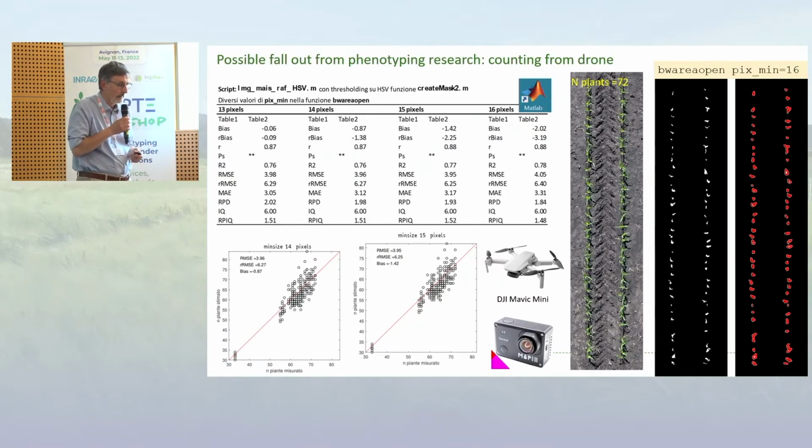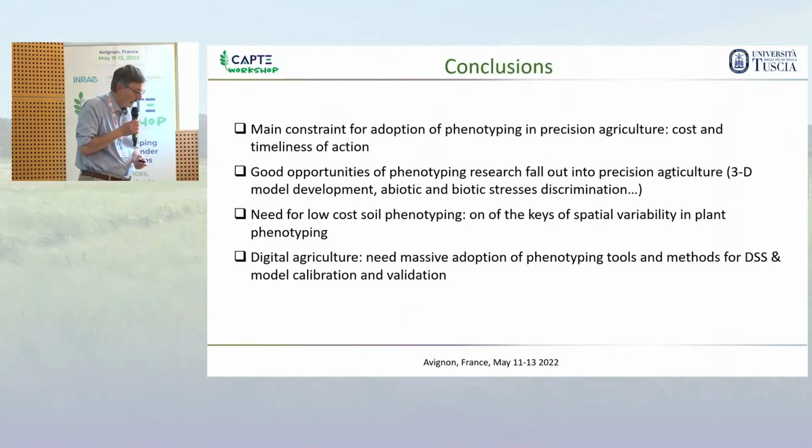For example, we've seen that there is now deep learning, but even using image processing, some estimate of plant counting can be done. So I would conclude with my general consideration that the main constraint for adoption of phenotyping in precision agriculture is, I would say, the cost of the equipment.